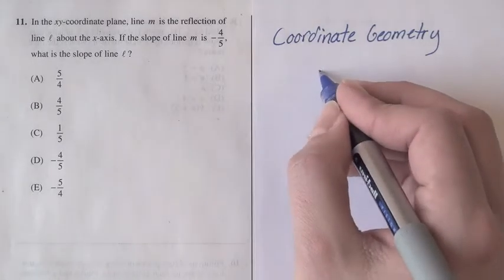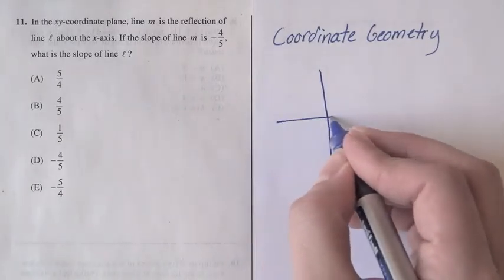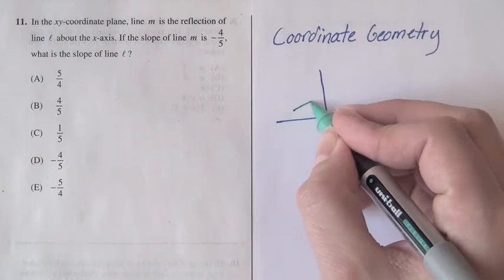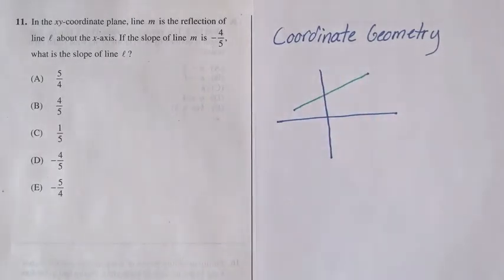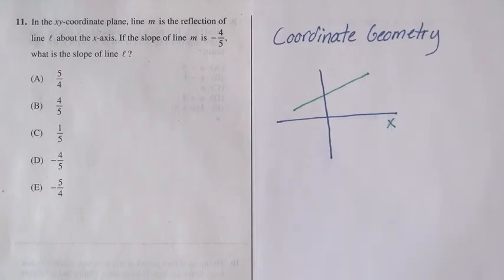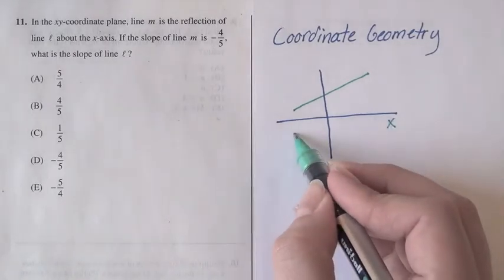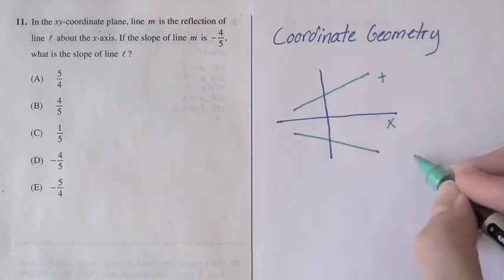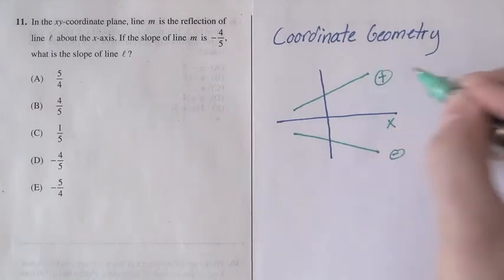So let's draw an xy coordinate plane and a test line, just some line I made up. Now, if I'm going to reflect this line about the x-axis, it'll look like this, right? Just treating the x-axis like a mirror. So by doing this really quickly, you can see that you go from a positive slope to a negative slope. So you know the sign's going to switch.